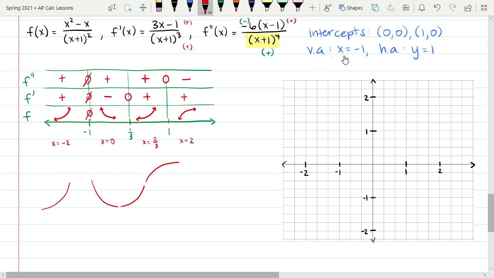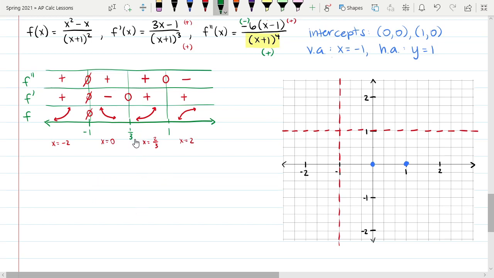So the asymptotes, remember, are x equals negative 1. And then our horizontal asymptote is at y equals positive 1. And then remember, we had our intercepts at 0, 0, and at 1, 0. And remember, we did have this point here at x equals 1/3.